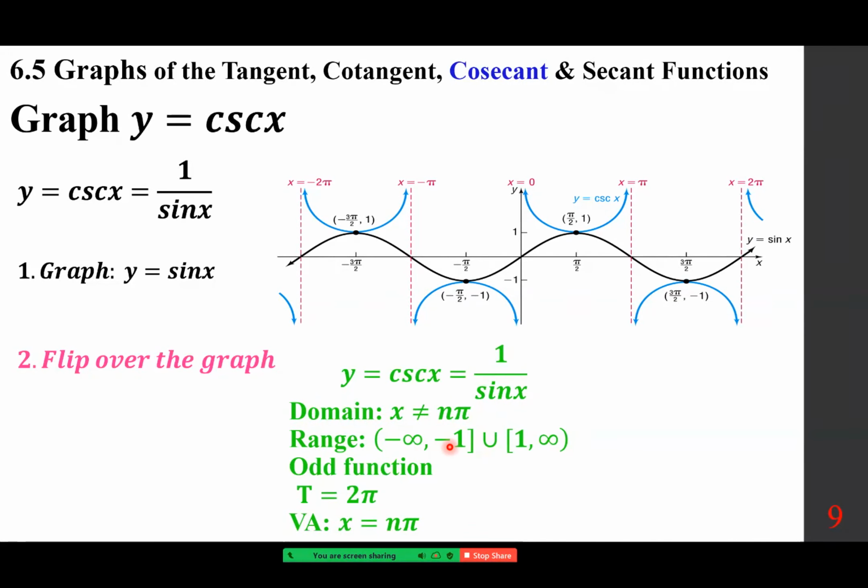Range: from negative infinity to negative 1, union 1 to infinity. So it doesn't cover the range of sine. The range of sine is negative 1 to 1. So aside from that, the period is the same as sine, which is 2 pi.